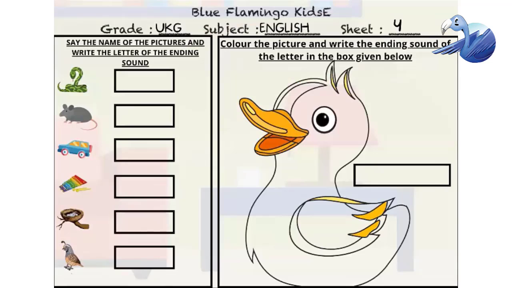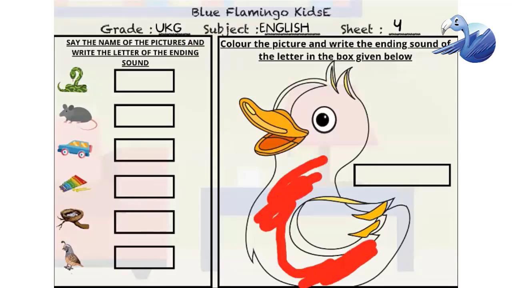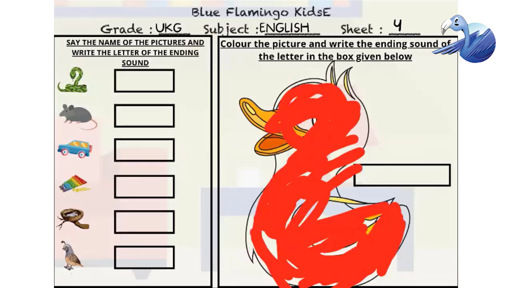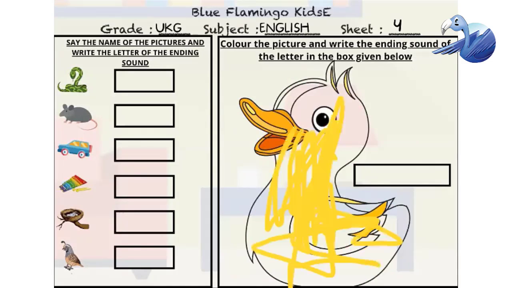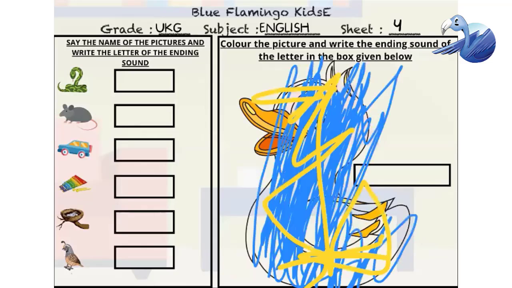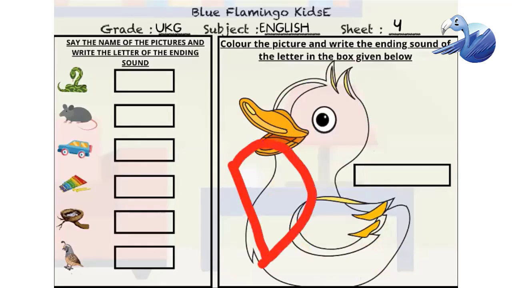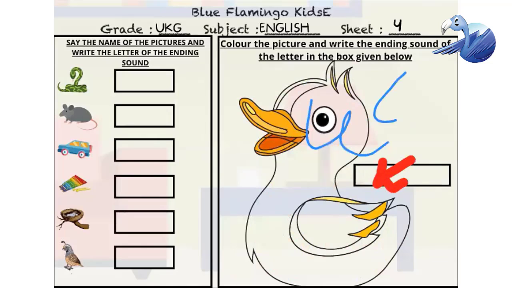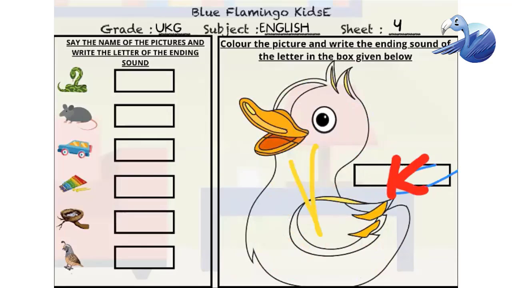So you have to color the duck. Firstly, you have to color it with your favorite color, with different colors, whatever you want. Okay. Now next, you have to write the last letter. So what is the spelling of duck? It's D-U-C-K. So you have to write K here. You have to write K in the box. Okay. Now next.